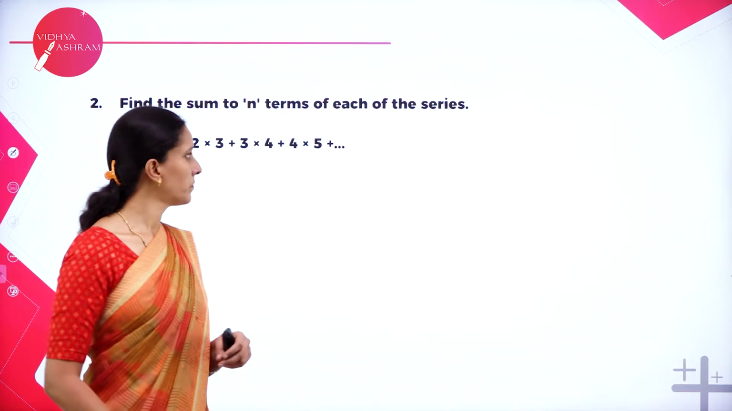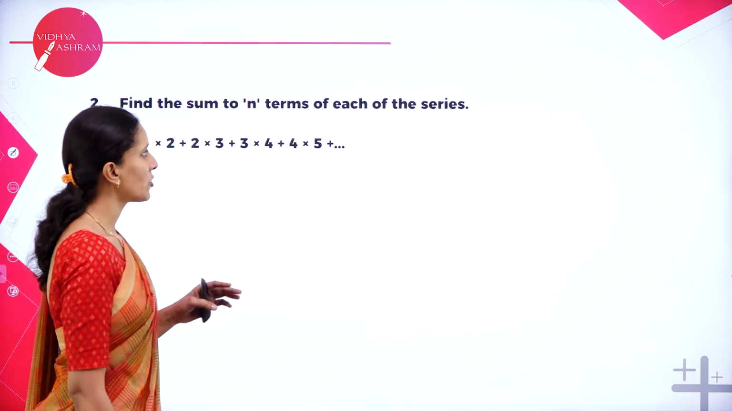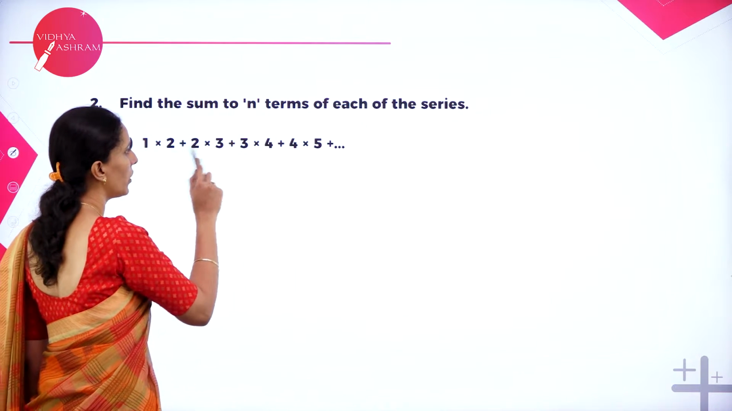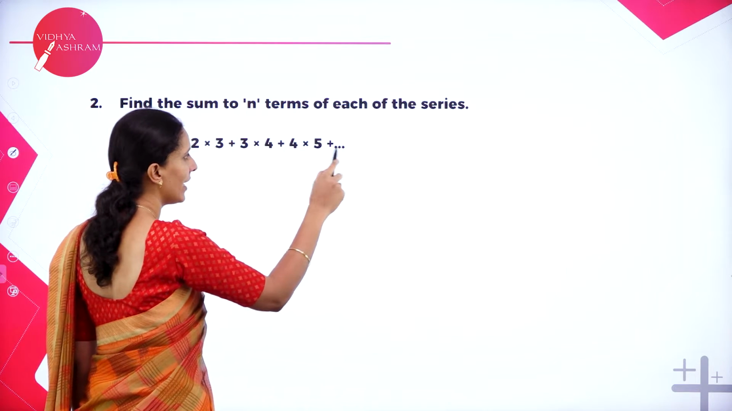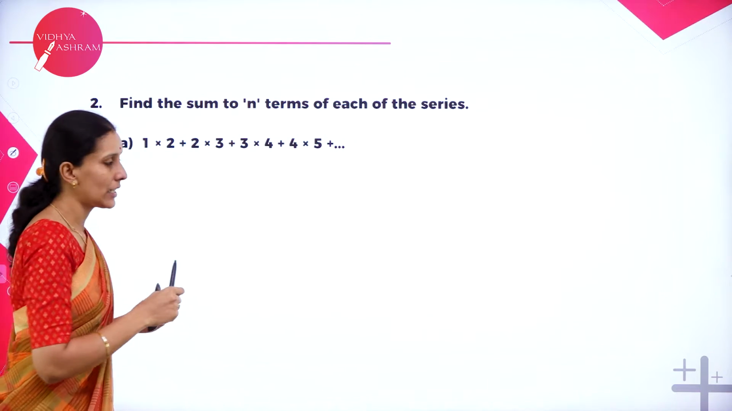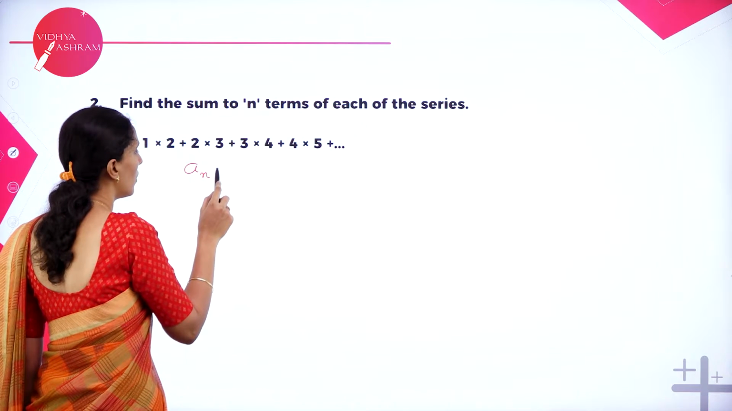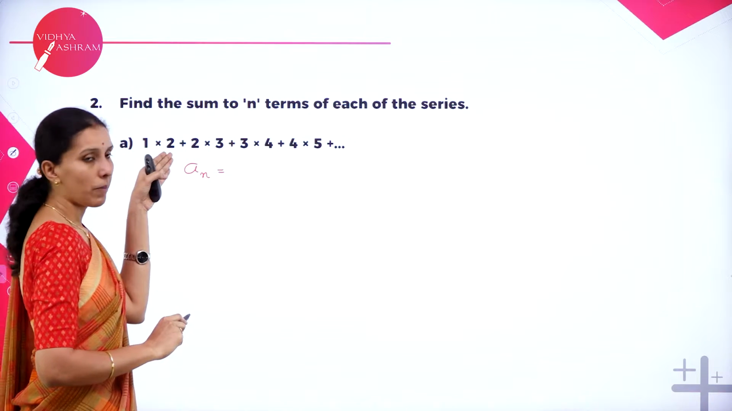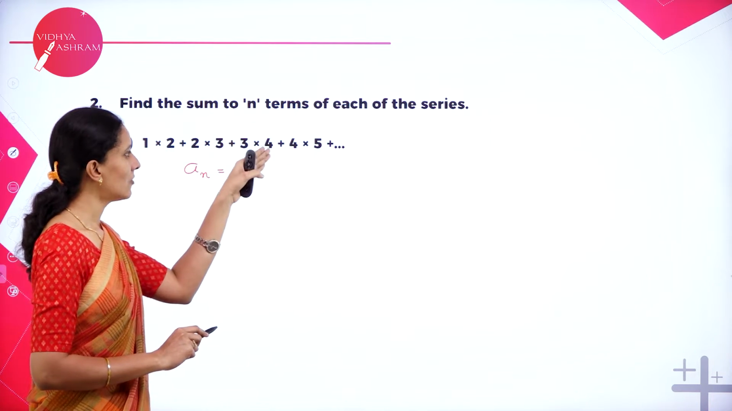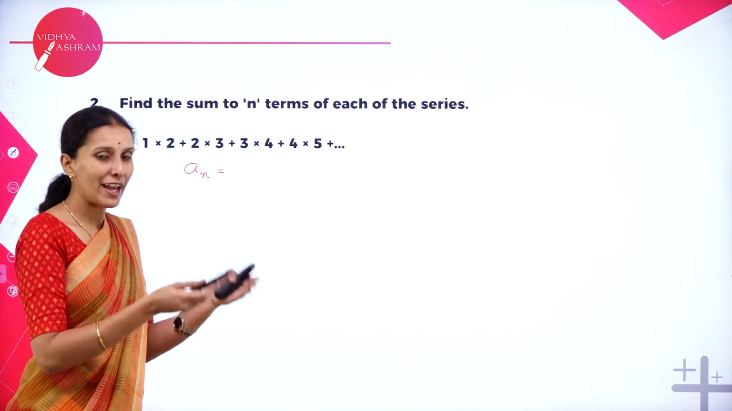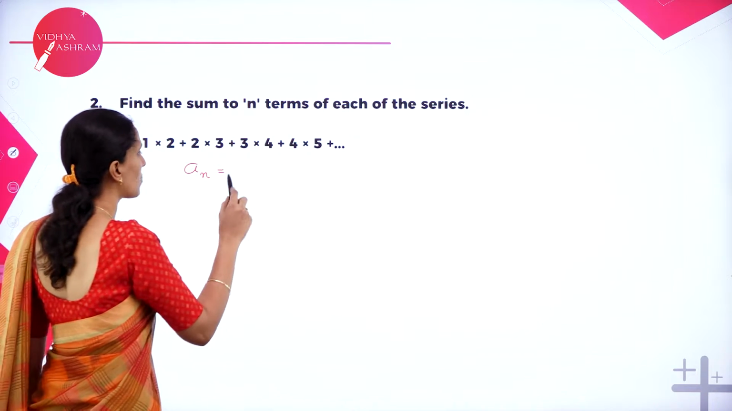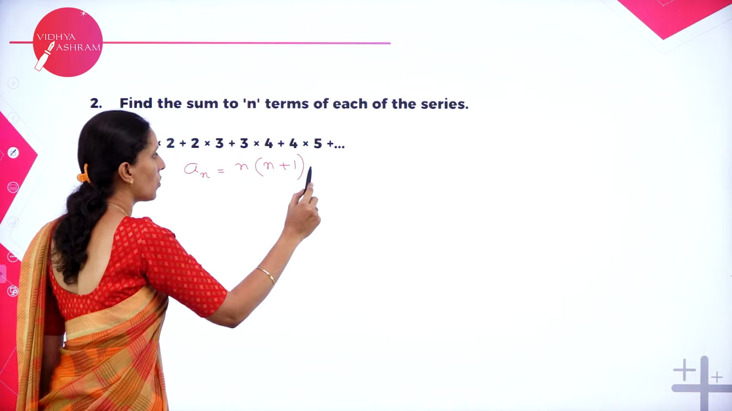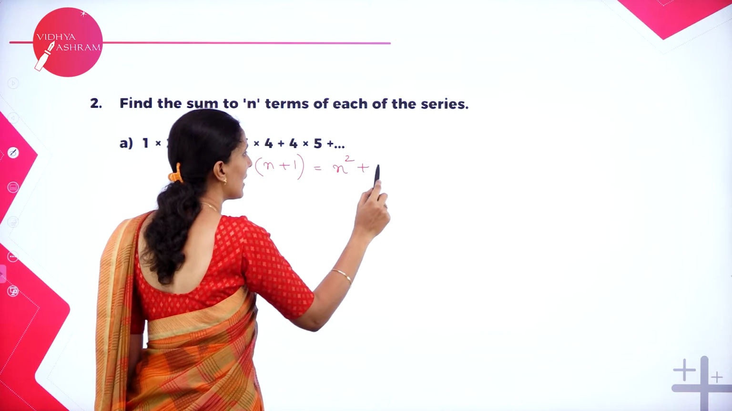So, the next question: find the sum to n terms of each of the series. We have the series in the form of 1 into 2, 2 into 3, 3 into 4, 4 into 5, etc. Let's find the nth term now. You can clearly see that if the first factor is n, the other is n plus 1. For example, 1, 1 plus 1, 2, 2 plus 1, 3, 3 plus 1. So, we can recognize the nth term as n into n plus 1, which becomes n square plus n.